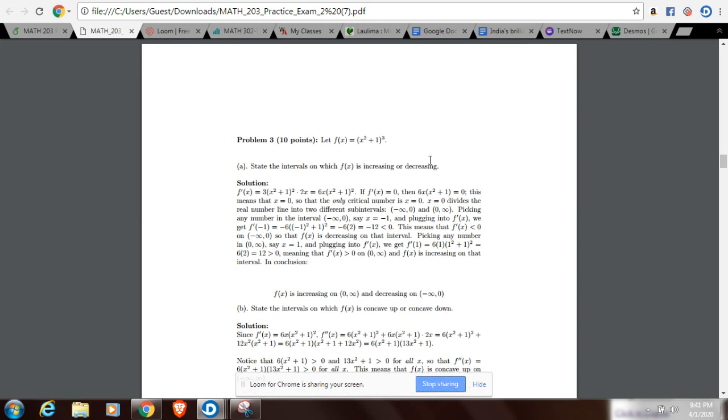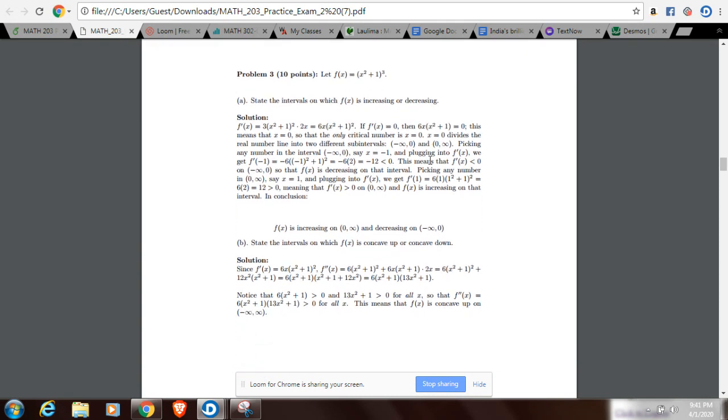Now, the next 3 problems are actually about, given a function and graphing it, finding intervals of increase and decrease, intervals of concavity, local max and min, and then including all the information on the graph. So let's look at this. State the intervals on which f of x is increasing or decreasing. So we differentiate this. We get 6x times (x squared plus 1) squared. That's using the generalized power rule.